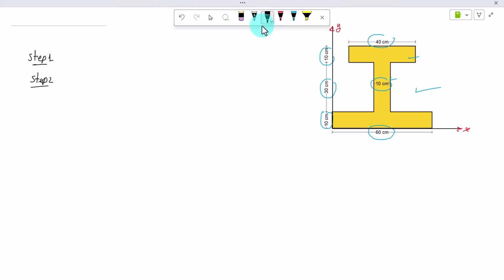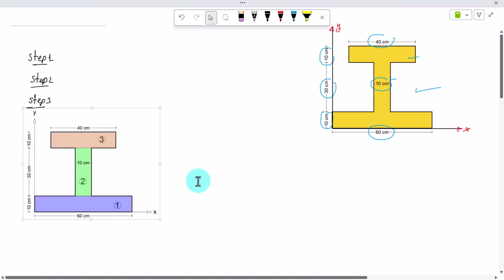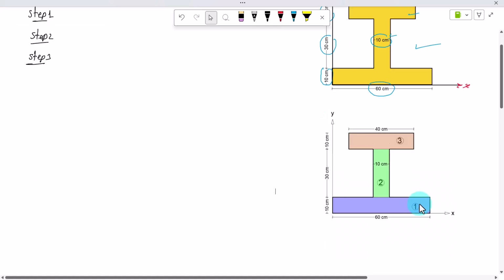Now we can go to step 3. In this step, we can divide the shape into parts. Now we can divide the section into three rectangles. So I divided it into three parts colorfully. Let me paste here this divided shape. Number 1, bottom flange. Number 2, web, and number 3 is top flange.